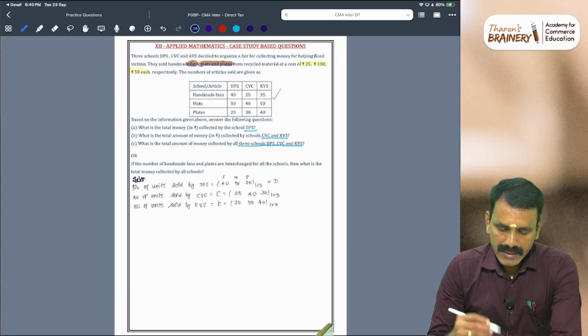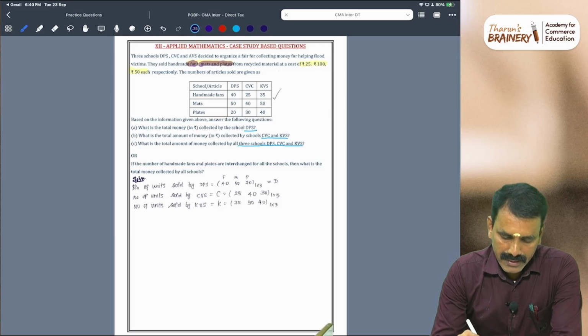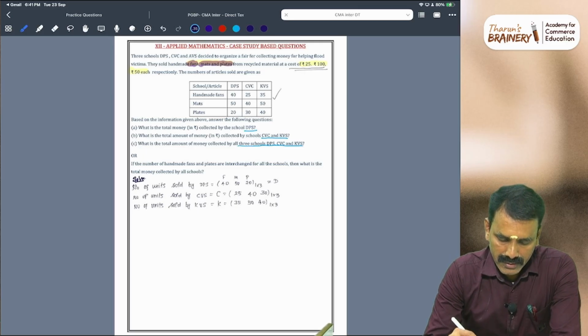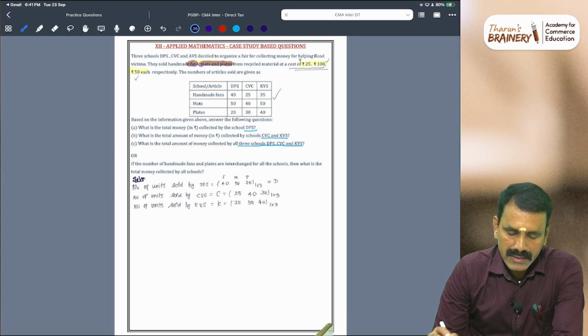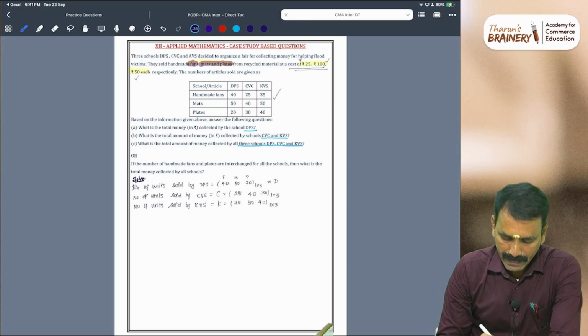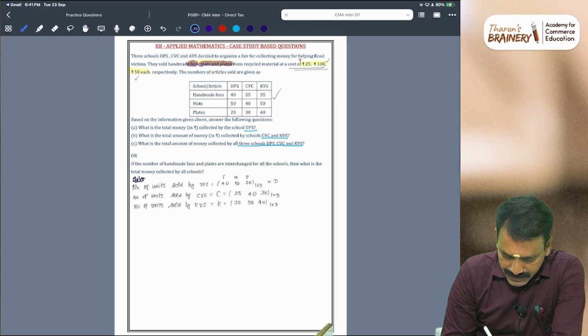Now what is the cost of each unit? For fans we are going to sell it at rupees 25, and the mats at rupees 100, and plates we are going to sell at 50 rupees. So we are going to write the selling price.